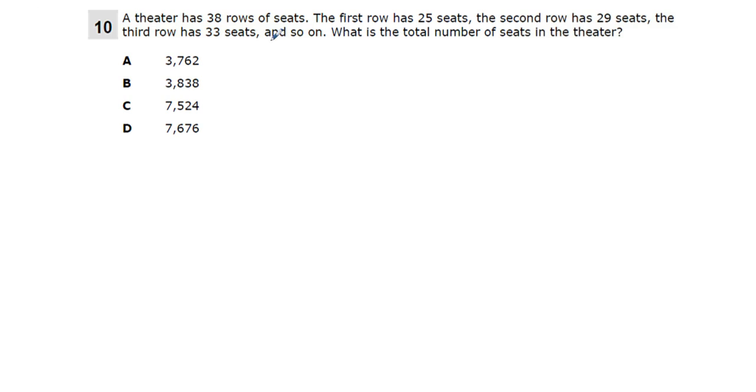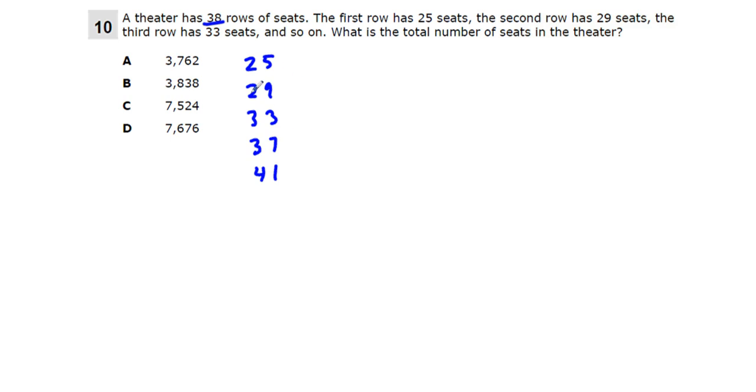A theater has 35 rows of seats. The first row has 25 seats, second row 29 seats, and third row has 33 seats, and so on. So you could say, okay, 25, that's row 1. Second one is 29. Third row is 33. And so that's 1, 2, 3 rows. You can keep on adding 4, you get 37 and 41, and keep on going till you have 38 of these such numbers.